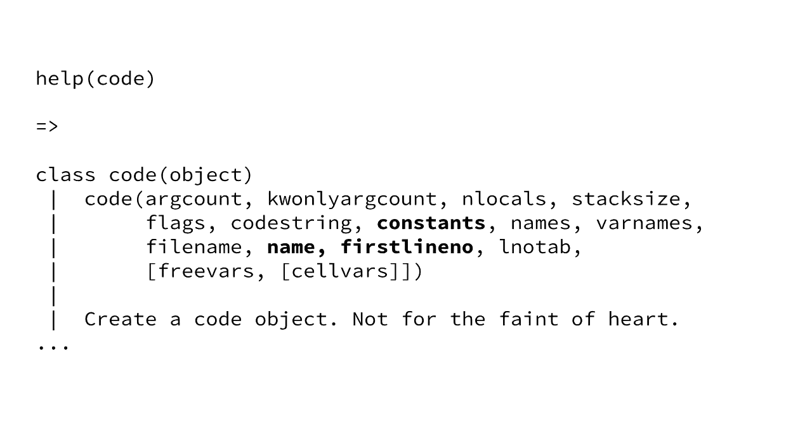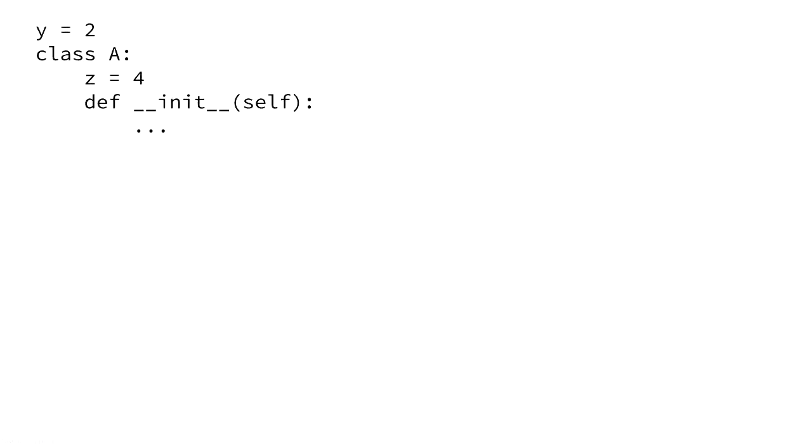There's a few attributes I'd like to highlight, which we'll use now. There's the constants, the name of the code, which is usually the name of the associated function or class, and the line number where the source code starts. So let's see how we use these.